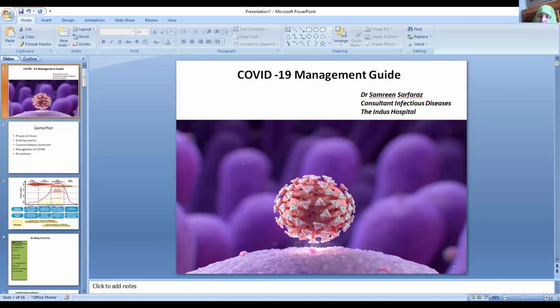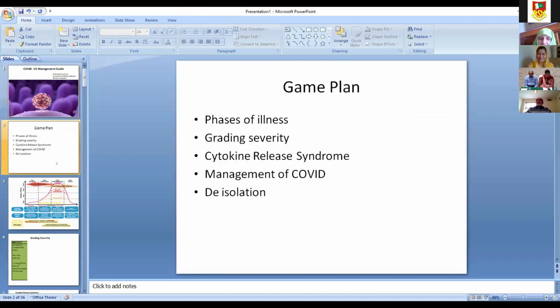So we are going to directly jump from lab and slides to direct patient care now, because I, as an infectious disease consultant at Indus Hospital, have been heading the COVID unit intensive care and COVID unit isolation in HDUs at the Indus Hospital, where we admit critical patients and serious patients mostly. So the game plan is that we are going to talk about phases of illness and how to grade severity, a bit of how to estimate the cytokine release storm, management of COVID patients, different varieties of COVID patients, and then isolation and de-isolation of these patients.